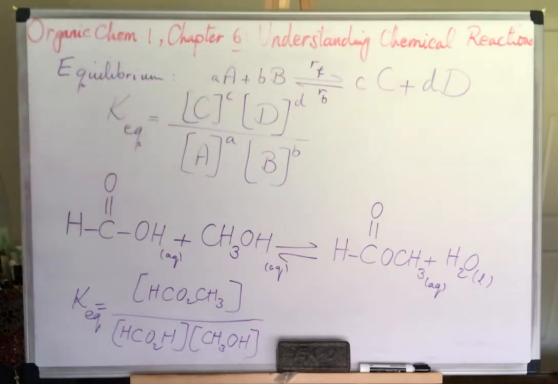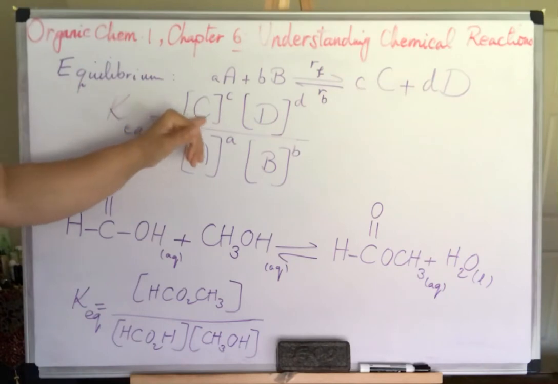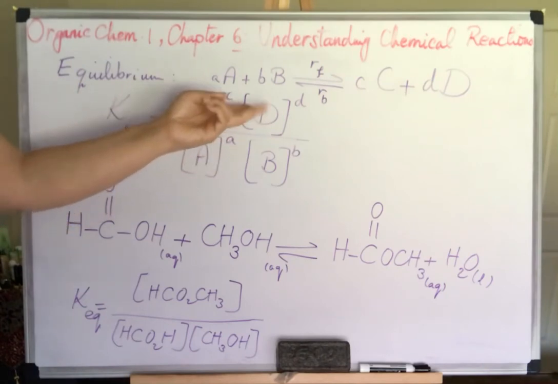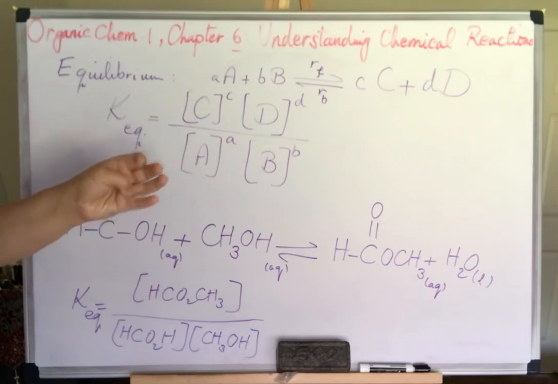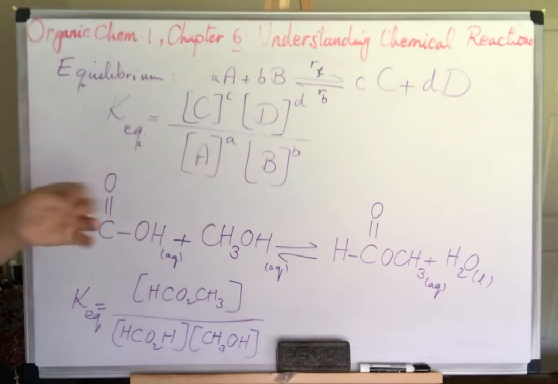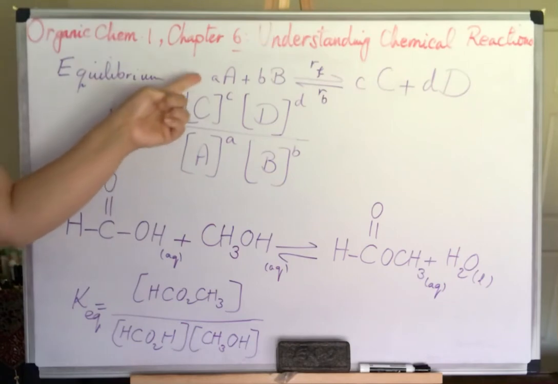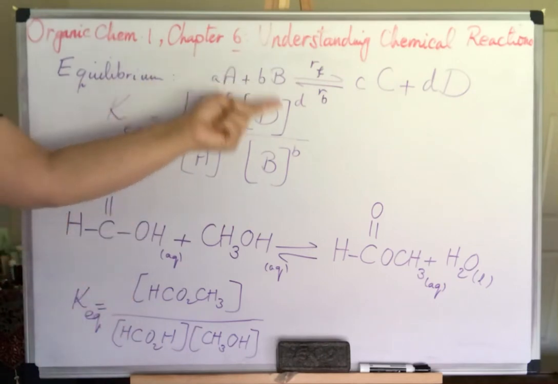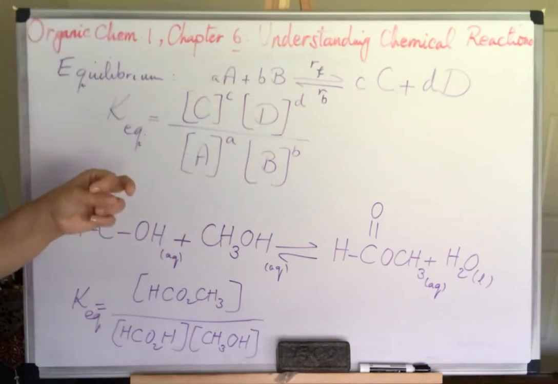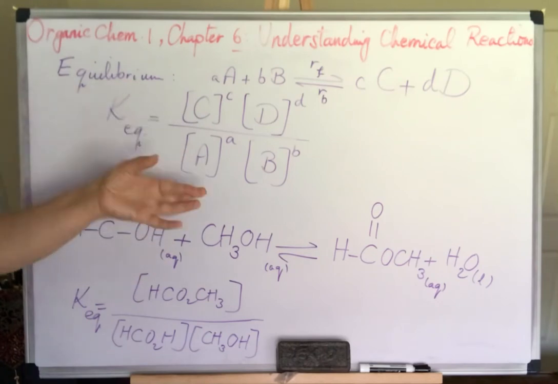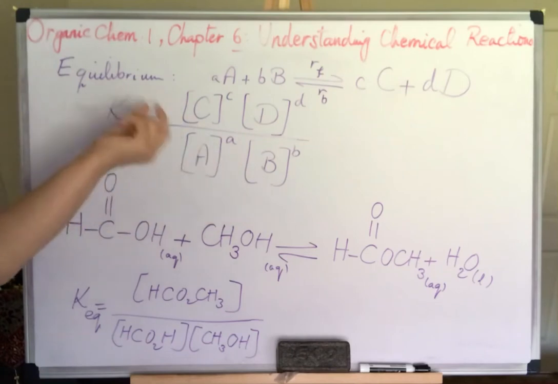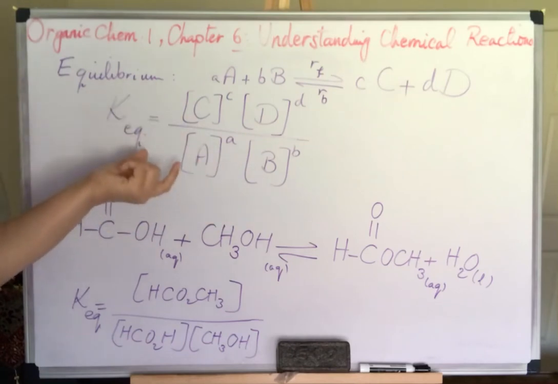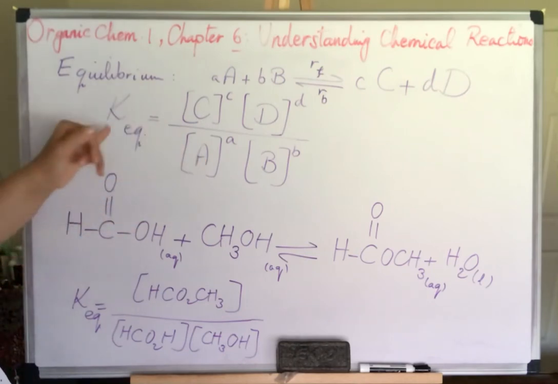What we needed to determine for the equilibrium was the equilibrium constant, which is the product of the products to the power of their coefficients divided by the reactants to the power of their coefficients. So for such a general reaction, A plus B gives C plus D, this is a K equilibrium. What we needed to keep in mind is that these are the molar concentrations, and we never include the molar concentrations of solids and liquids in the K equilibrium equation.